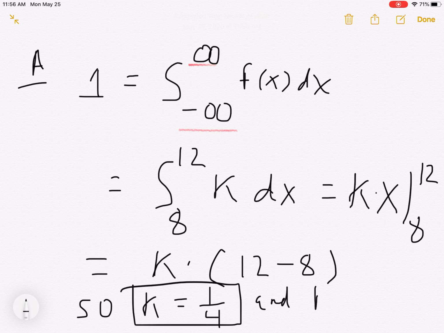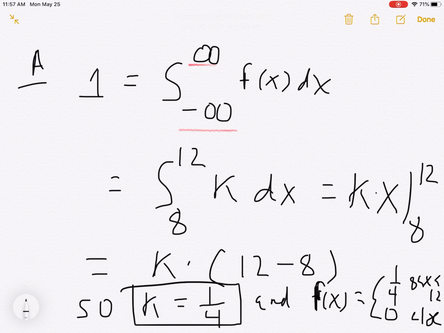And f of x, the density, is going to be 1/4 if x is between 8 and 12, and it's 0 else.